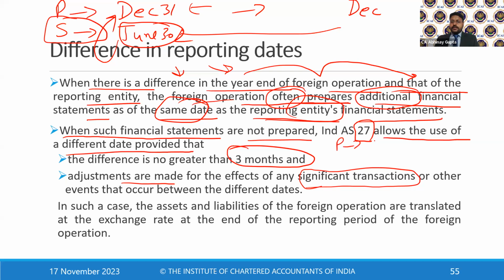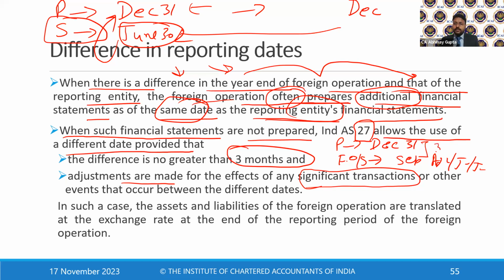So if the parent has December as the financial year ending, then the foreign operation or the subsidiary should have September. If it has anything earlier than September, say August or July or June or any other month, then it will be more than a 3 month gap, and hence it will not be allowed. So separate financial statements need to be prepared for consolidation.